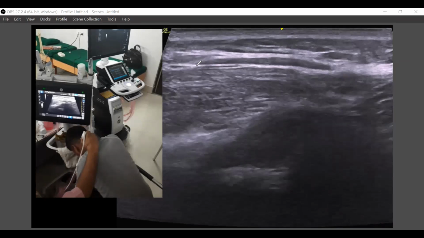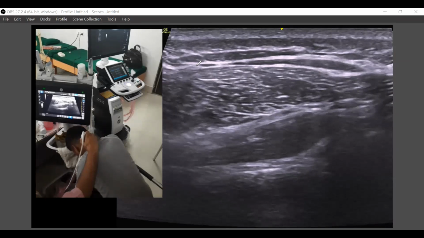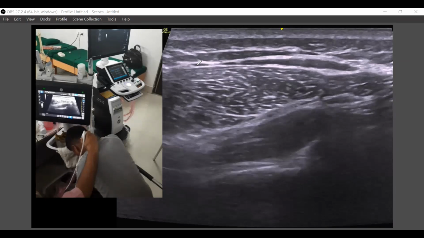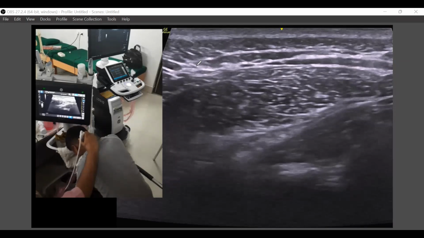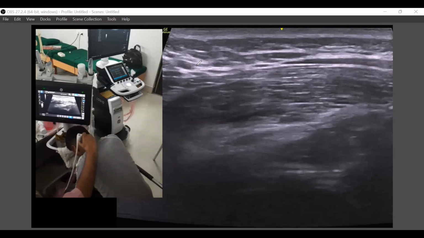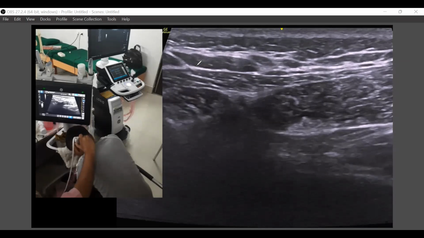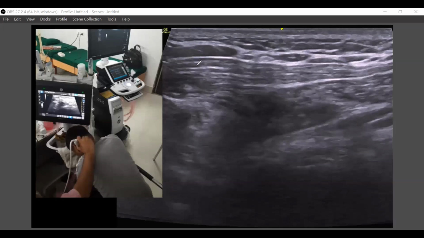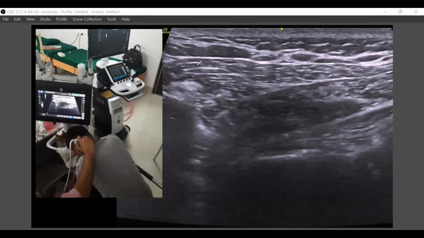So again, the top muscle is your trapezius, a thin layer, and below that is your semispinalis capitis. If I'm going laterally, you can see the splenius capitis, below it the longissimus, and on this lateral side you can see the muscle, and you can see the nerve there.